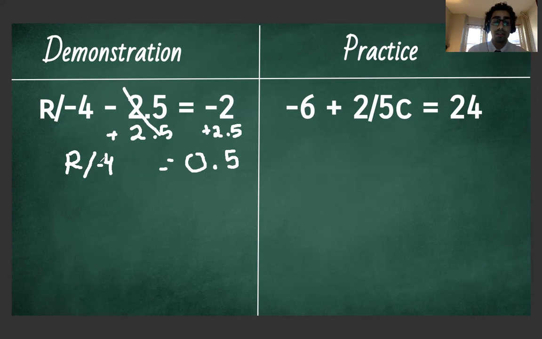So in this case, the first one's a little bit different. Instead of these being multiplied, they're being divided by each other. So the inverse operation would be multiplication. So I'm going to multiply both sides by -4, right? If I have a divided by -4 and a multiplied by -4, those cancel out. So on this side, I'm just left with r equals, and then over here, I have 0.5 times -4.